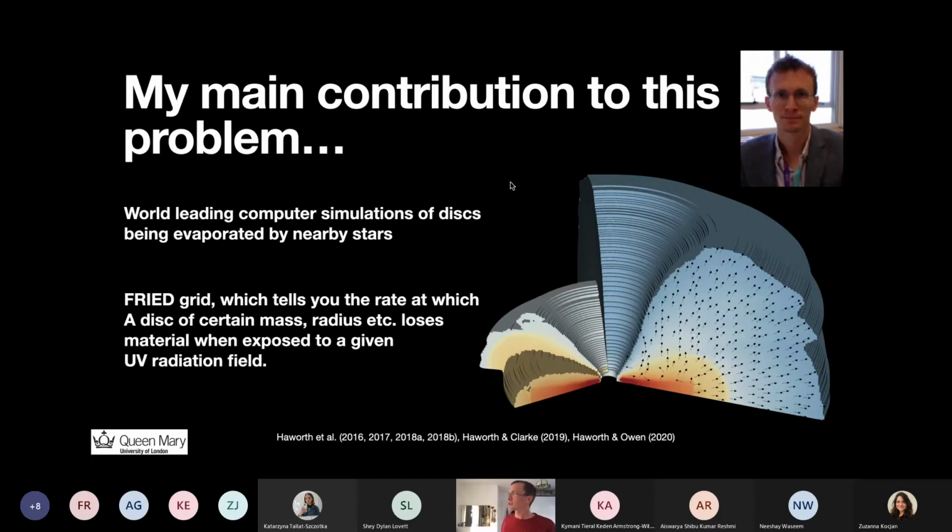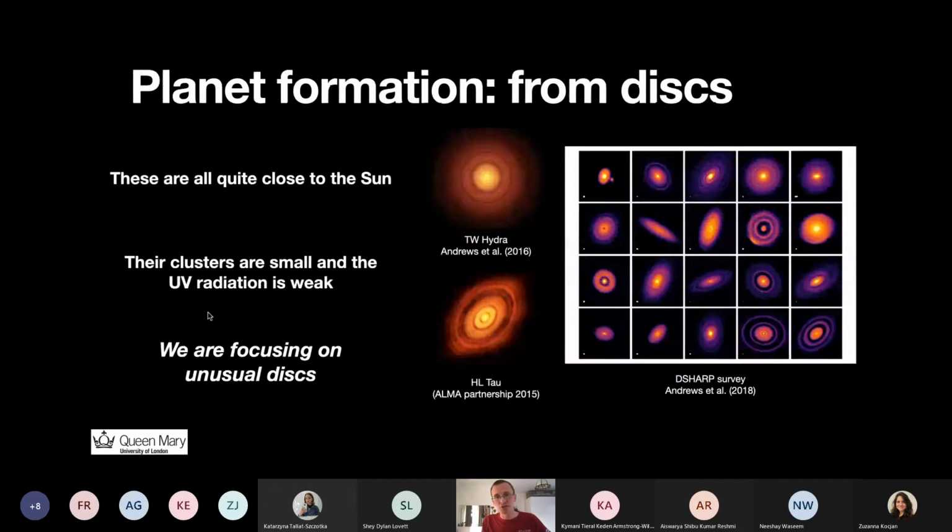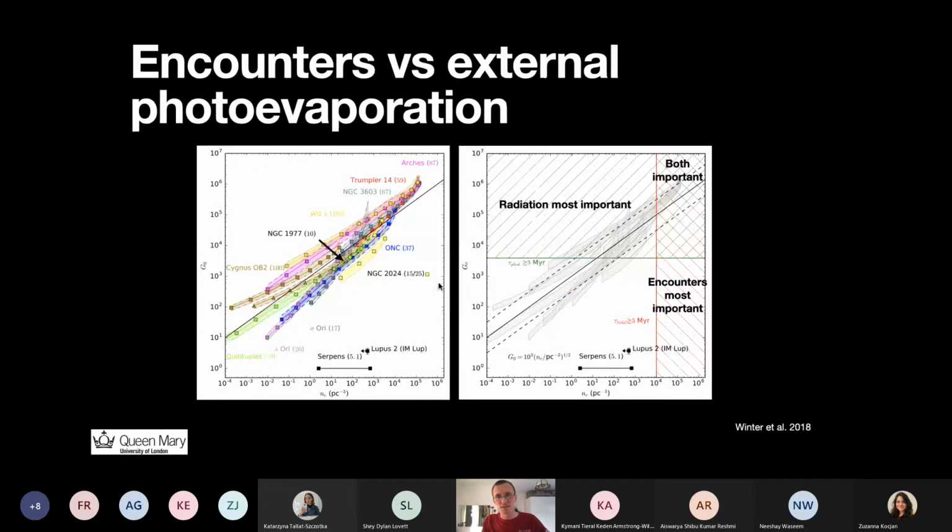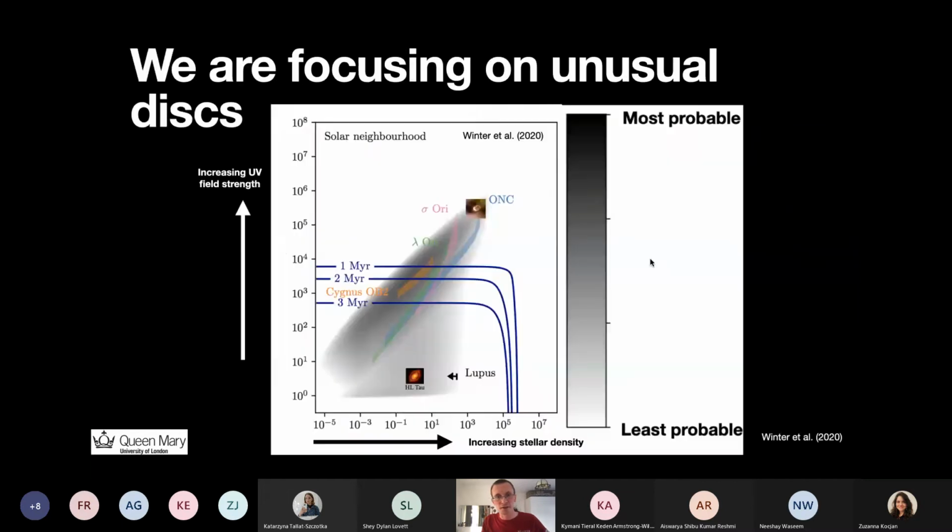So I said I didn't want to labor too much on what I've been doing and focus on the people working with me. So I'm just going to mention in passing that my main contribution to this is working on computer simulations of evaporating disks. So here's one of my models. You've got the disk down here and a wind being driven off of it. In particular, one thing I've done is develop a grid called FRIED, which, if you have a star of a certain mass with a disk of a certain size and mass, and you shine a certain amount of UV light on it, will tell you the rate at which that disk will lose material. So all Andrew Winter's stuff, this and this stuff, asking what's important, uses FRIED.